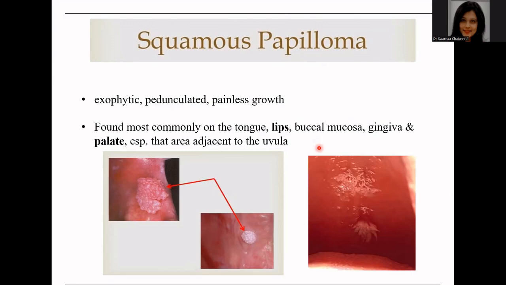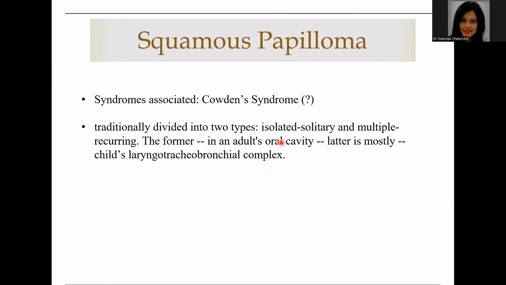Now, if you look at the clinical picture, there will be an exophytic, pedunculated, painless growth. The areas most commonly involved are, first of all, the lip and palate, followed by tongue, buccal mucosa, and gingiva. In the palate, the area most commonly involved is adjacent to the uvula. This lesion has a strong association with Cowden syndrome. Cowden syndrome is nothing but a combination of multiple hamartomas in the GI tract, mucocutaneous lesions, facial papules, and acral keratosis.